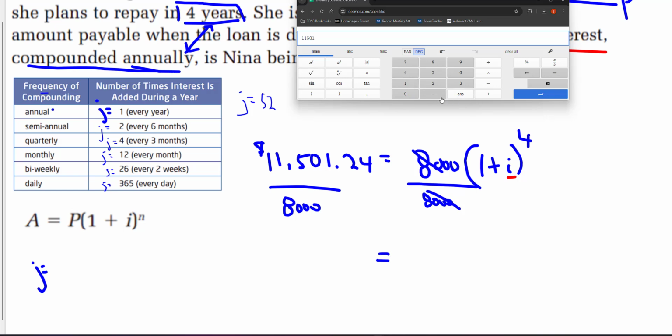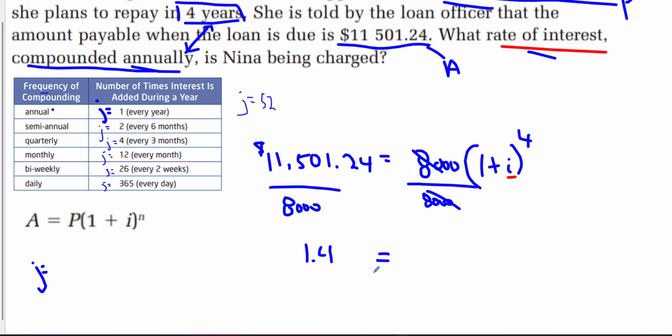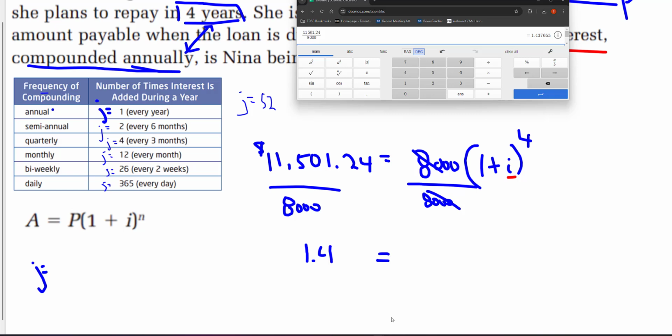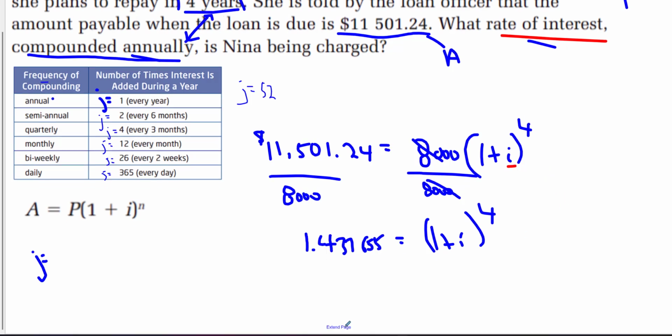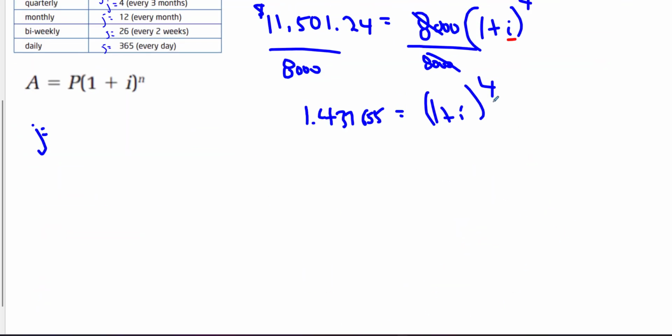All right, so we're gonna have 11,501.24 divided by 8,000. There you go. All right, so that's going to be 1.437655, which is equal to 1 plus I to the power of 4.